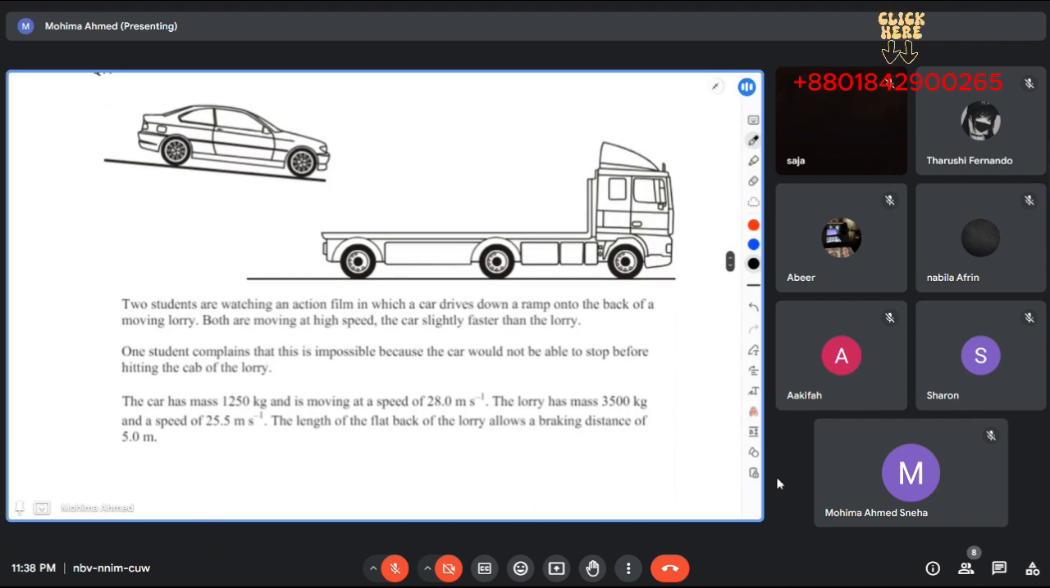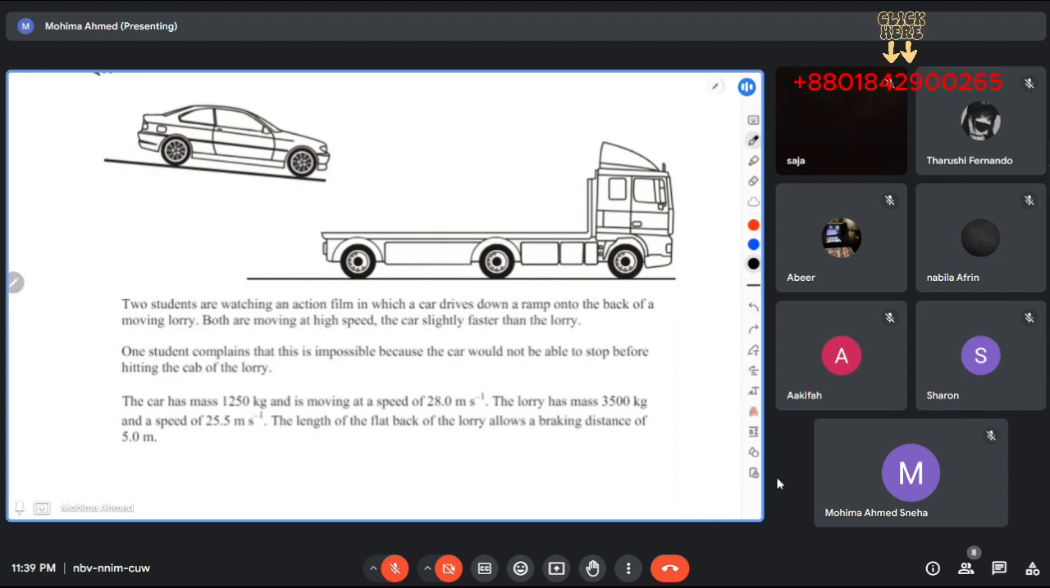This is about two students that are watching an action film in which a car drives down a road onto the back of a moving lorry, and both are moving at high speed. The car was slightly faster than the lorry. Obviously, the car has to be slightly faster because it needs to overcome the distance by which the lorry was ahead in order to actually jump onto it.